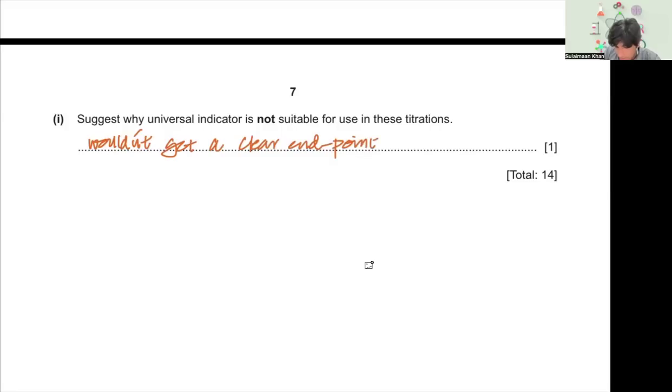I wouldn't get a clear endpoint. Why? Because it changes color over a range of pHs. So I wouldn't be able to figure it out. Can we write in gibberish? Sure.